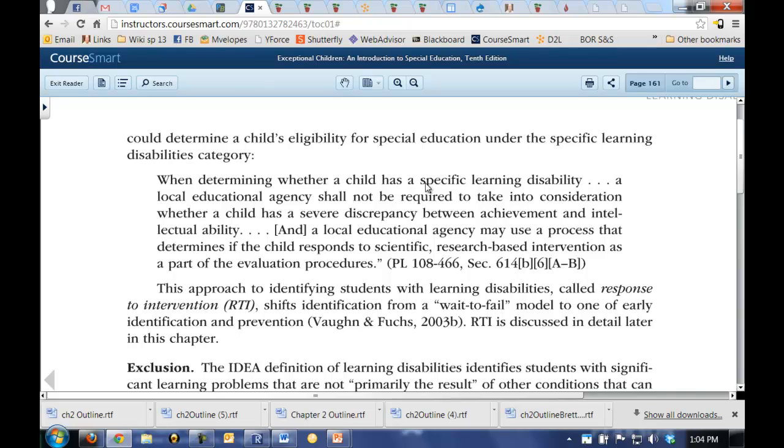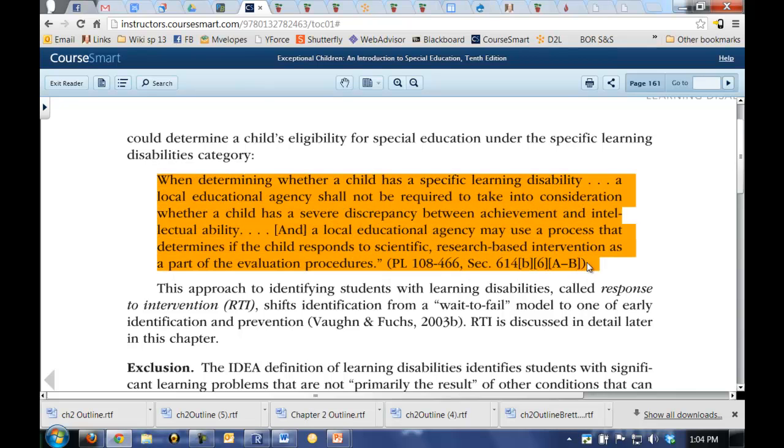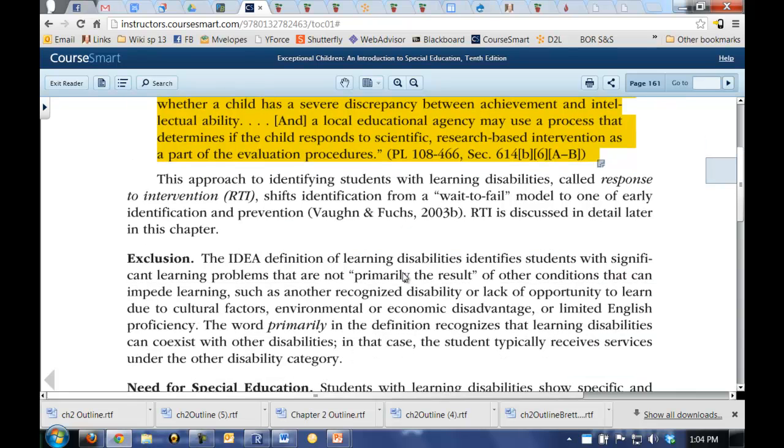When determining whether a child has a learning disability, a local education agency shall not be required to take into consideration whether a child has a severe discrepancy model. And this was a huge change that gave me much heartache. And you have to remember, by 2004, when they reauthorized, I was no longer teaching in the public school systems. But this was a huge step, I thought. A local education agency, an LEA, may use a process that determines if the child responds to scientific or research-based intervention as a part of that. And that is the RTI model, which it goes into here.